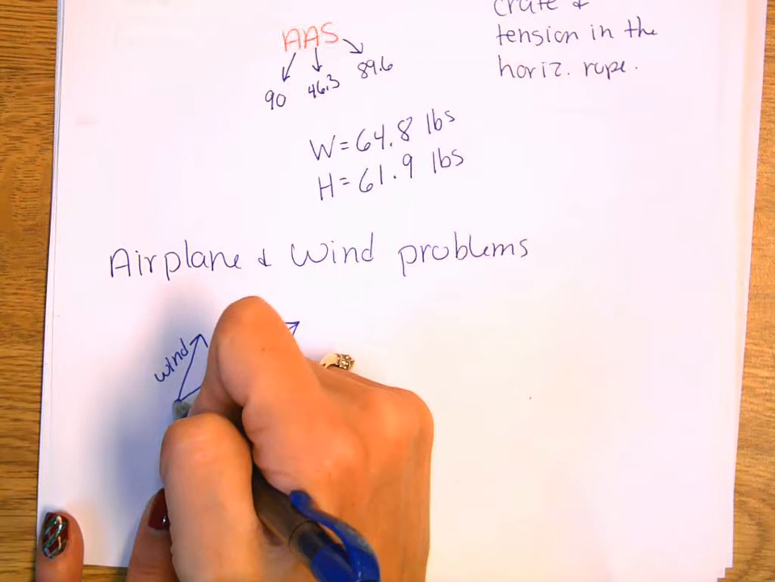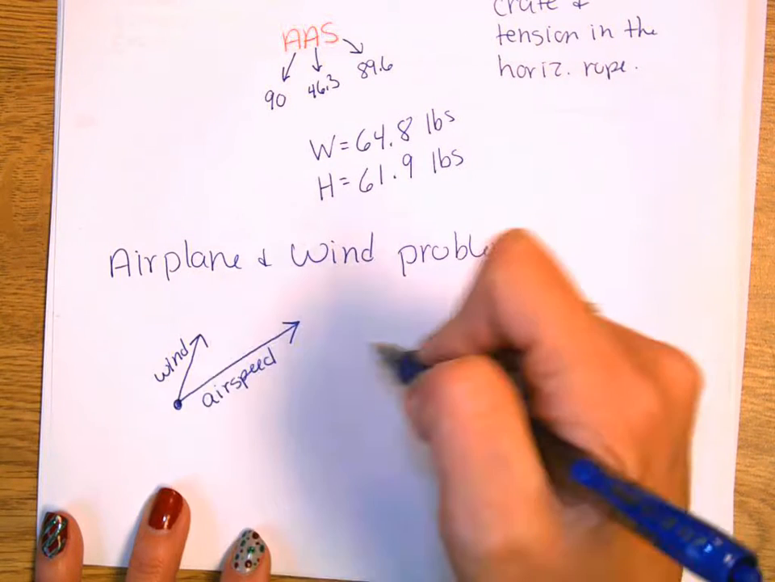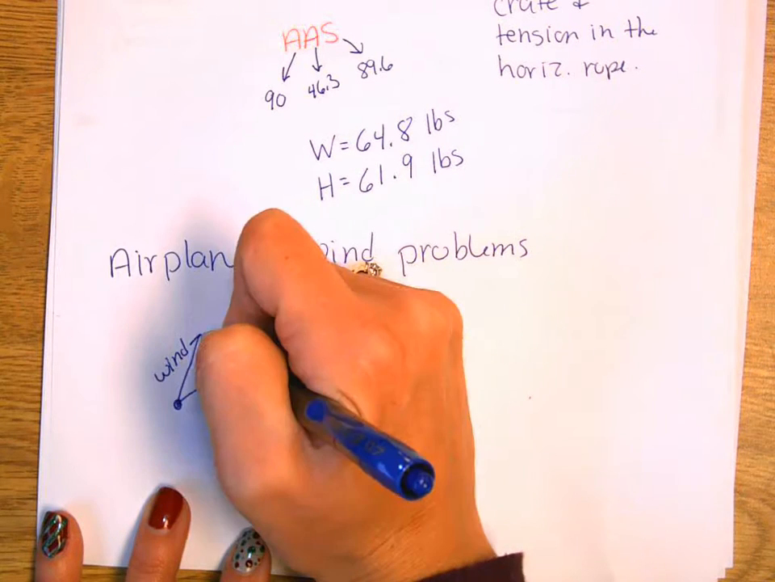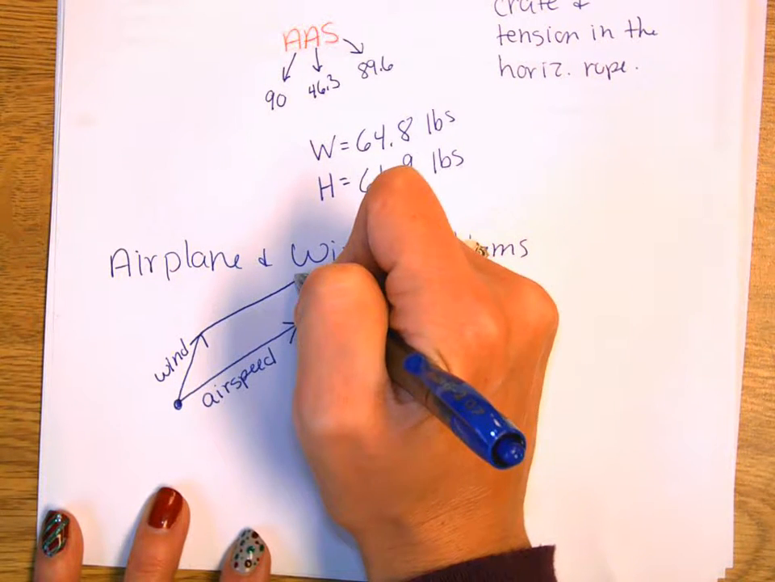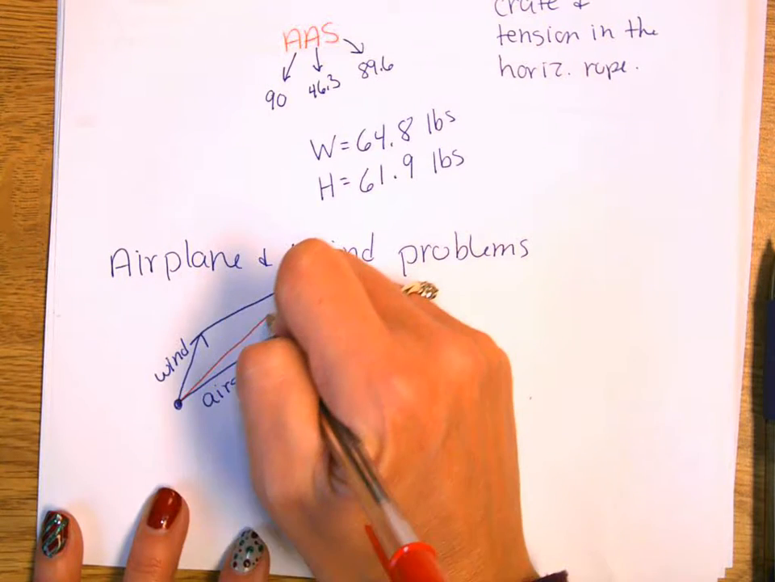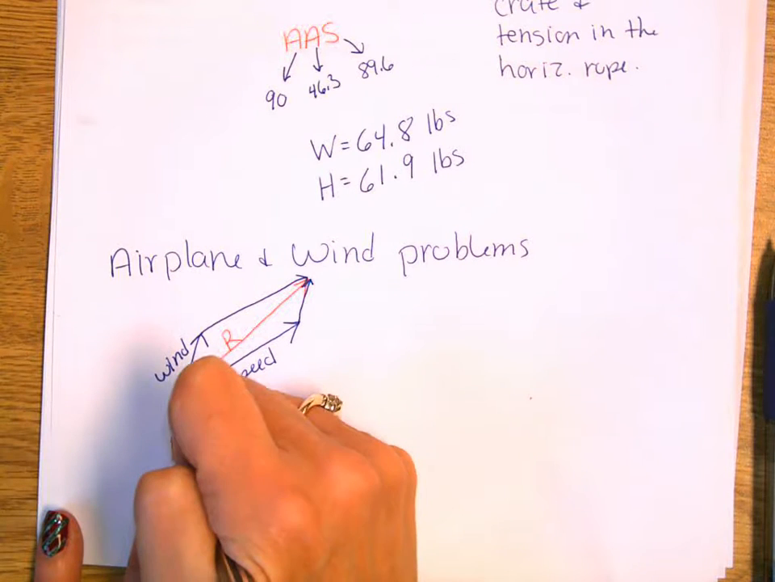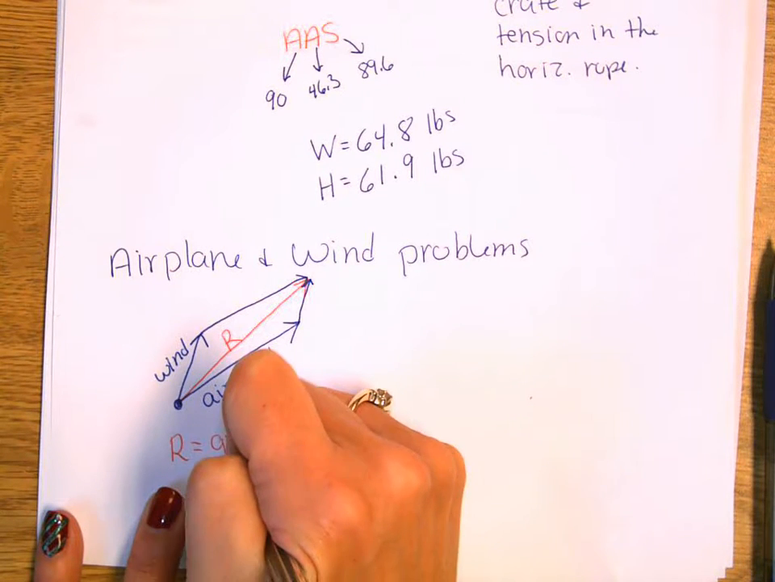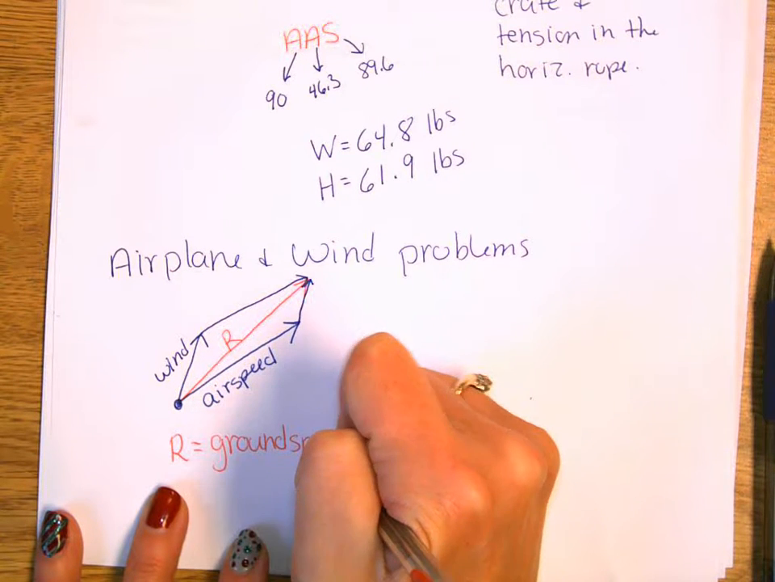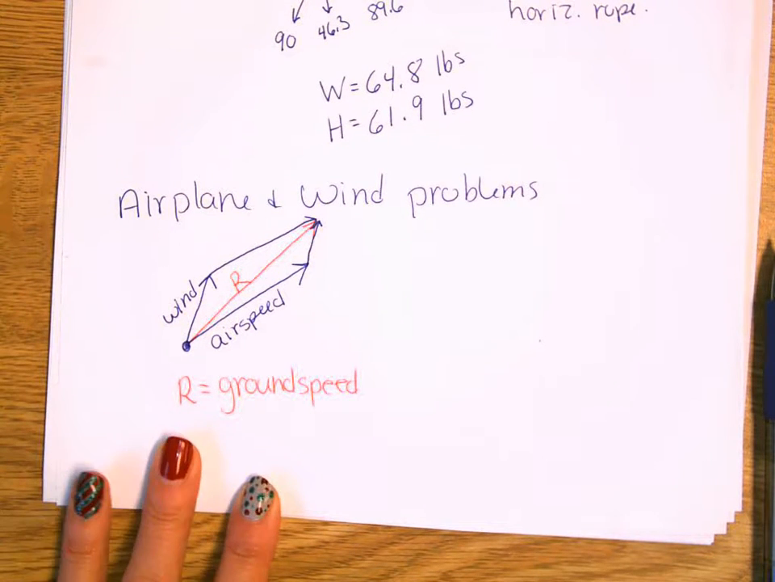So there's just labels that are attached to these. Right now I've got my wind and airspeed tail to tail. So when I make my resultant, I'm going to slide the wind over. Or you can slide the airspeed up, whichever one you want to do. You don't have to do both. The resultant vector is called the ground speed vector. It's how fast the plane looks in the sky to the person standing on the ground.